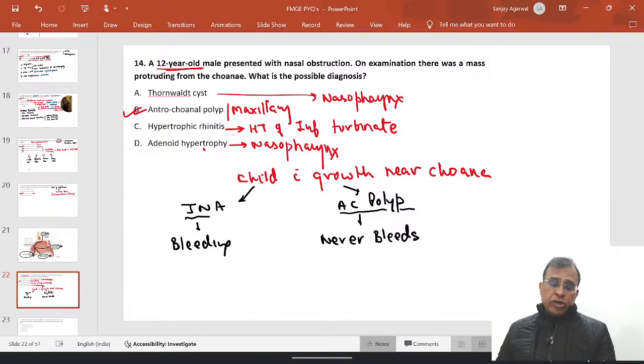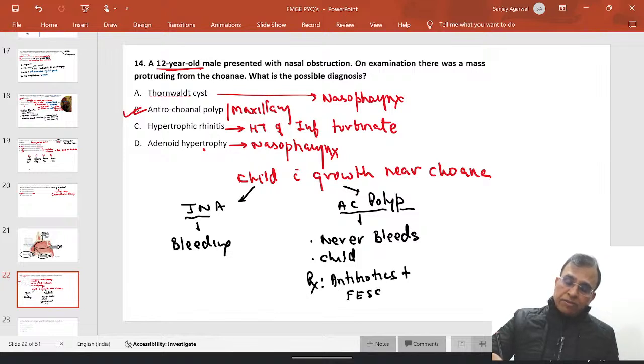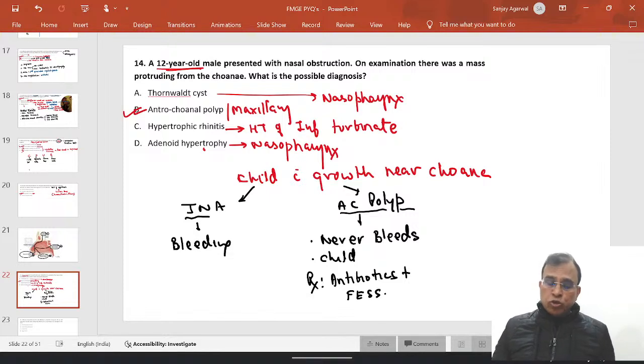Now JNA, I already told you the antral sign and a few other things. Antrochoanal polyp is seen in children, as I told you, and the treatment of antrochoanal polyp is antibiotics because it's caused due to infection, plus FESS surgery. FESS stands for functional endoscopic sinus surgery. So this surgery is also done in antrochoanal polyp. Okay, it's pale in color.